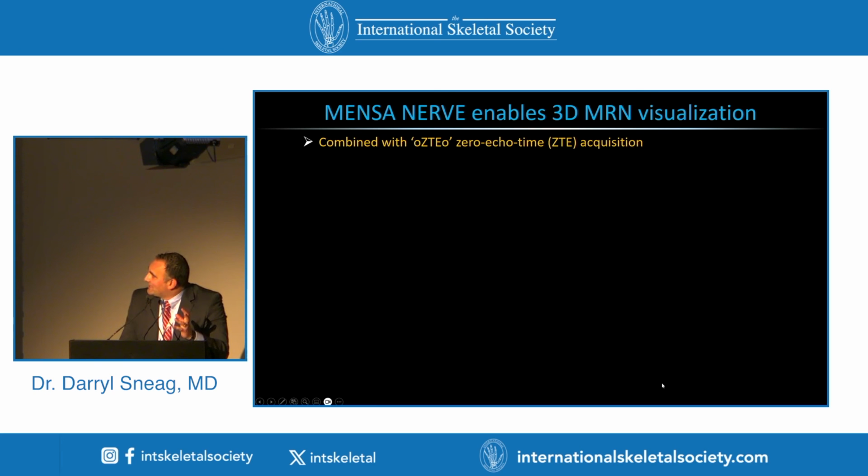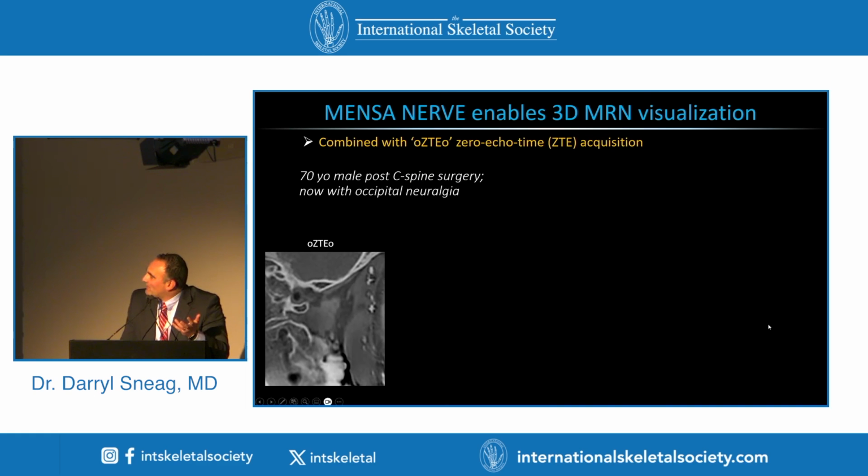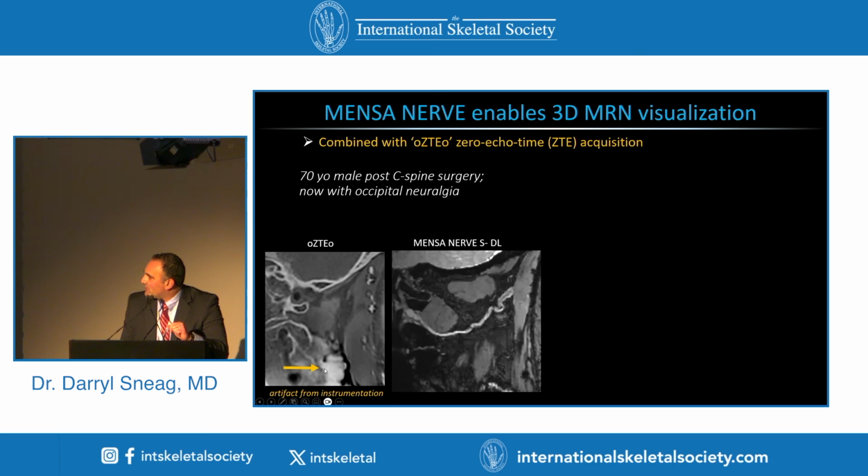So we take the MENSA nerve, and following Roman's talk, where we showed beautiful osteoimaging, we can create what are called fused renderings. This is a 70-year-old male following C-spine surgery. He had severe left-sided occipital neuralgia. Here we acquired an osteo sequence of the skull base and upper cervical region. That's just the artifact from the instrumentation.